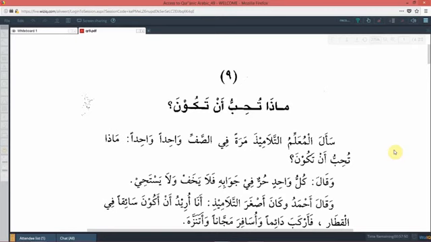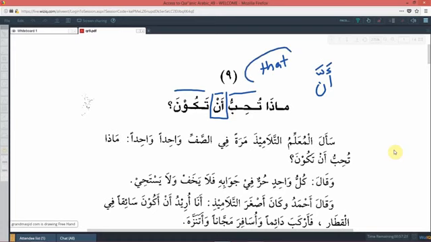An is a particle of nasb, it means that. And with the sukoon on it, as we have here, it appears before a verb and many times between two verbs, as we have two verbs here. Anna has the same meaning as that and appears before a noun. It makes the noun mansoob after it, as well as an makes the verb mansoob after it.